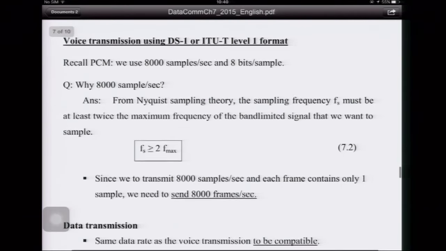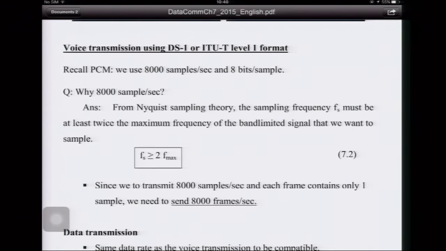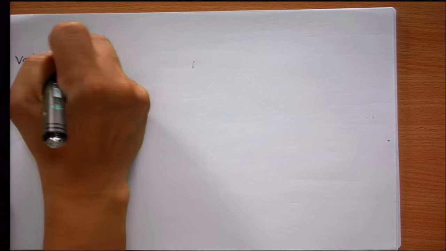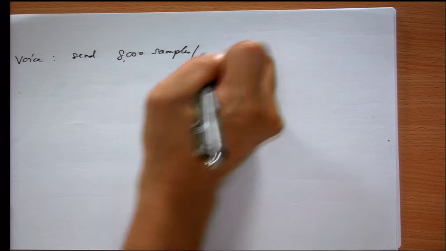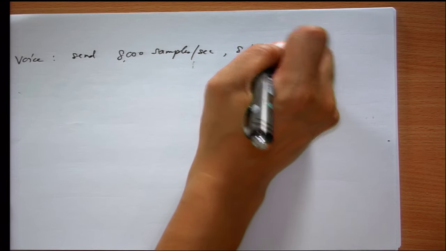Now, if you want to transmit voice using the DS1 or ITU-T level 1 format, how do we do that? Please recall that with pulse code modulation, you have to send 8,000 samples per second, and 8 bits per sample for voice. So we'll note down here: PCM voice, we send 8,000 samples per second, 8 bits per sample.